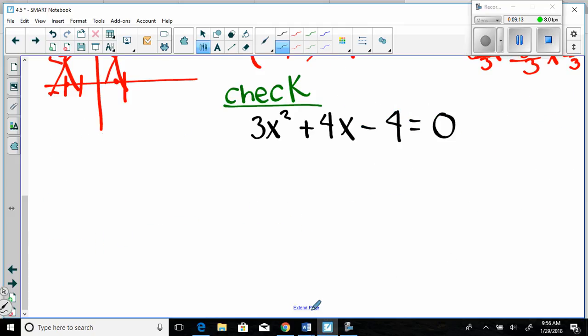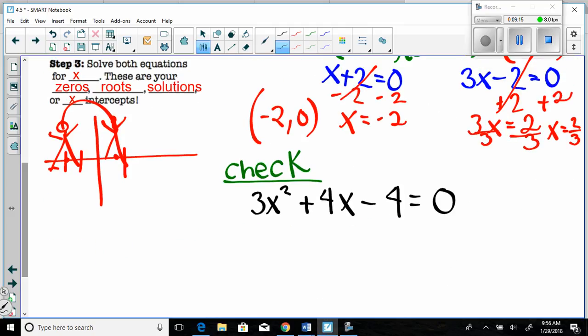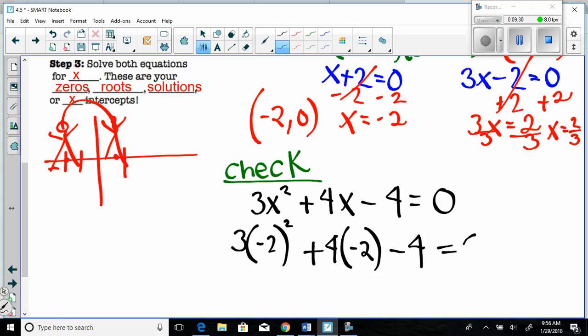So all you do in your calculator is you type 3, and instead of x, what's our first x-intercept? Negative 2. Make sure the square goes on the outside. Make sure that's a negative. Plus 4. What's our x? No, keep it the same one. Negative 2 minus 4. And so that should equal 0. So plug that all into your calculator, and if it equals 0, you know you did it right. So you're literally typing in 3, parentheses, negative 2, exactly how you see it on my board.